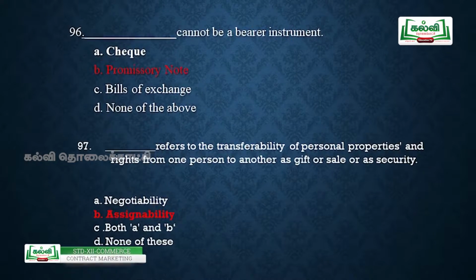Assigning some of the physical products to some person, or assigning some product as a sale, or as a gift, is the transfer of physical property. So, option B, assignability, refers to the transferability of personal properties and rights from one person to another as a gift, as a sale, or as security. So, option B is the correct answer.